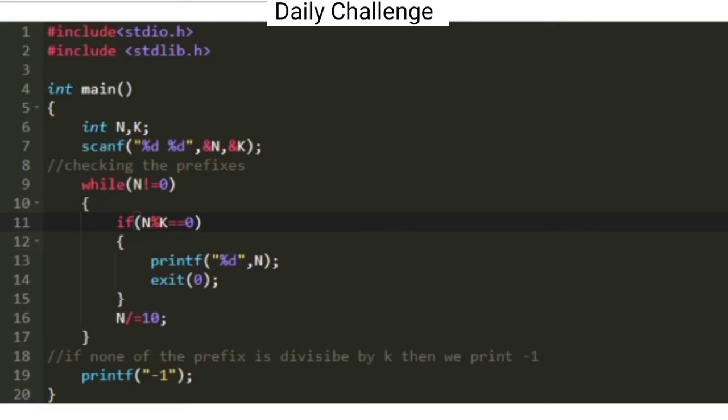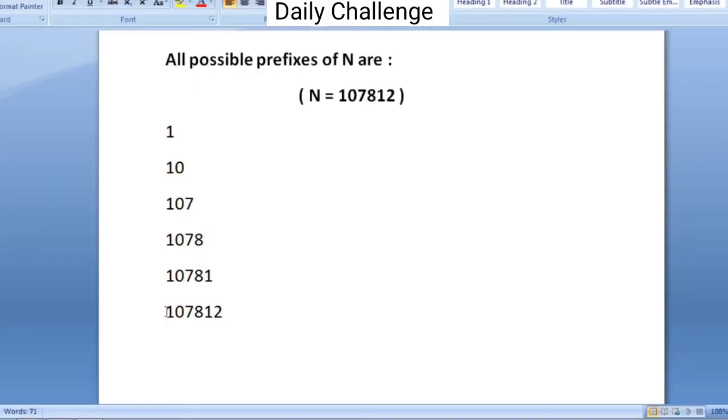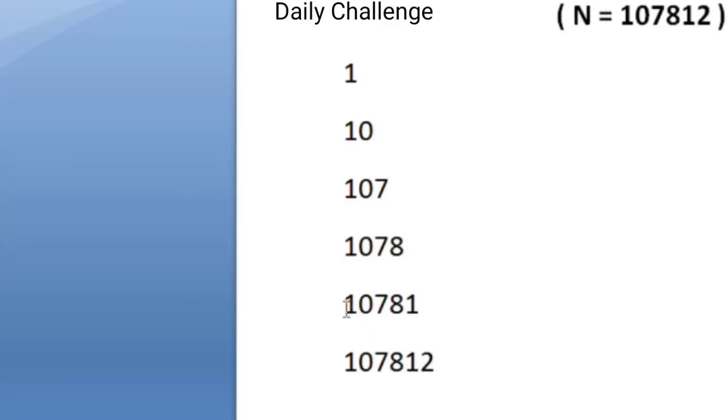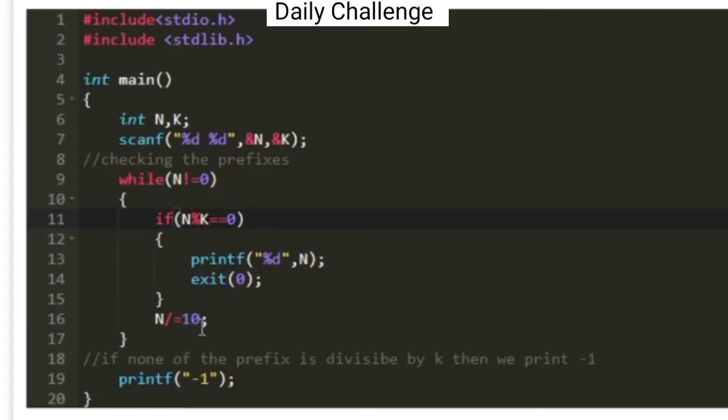For example, initially the value of n would be 107812. When it goes into the while loop, we know that it is not divisible by k. Then we are forming the next prefix, that is 10781. In order to form this, we can just divide this number by 10. So that's what we are doing here: n /= 10, which is the same as n = n / 10.